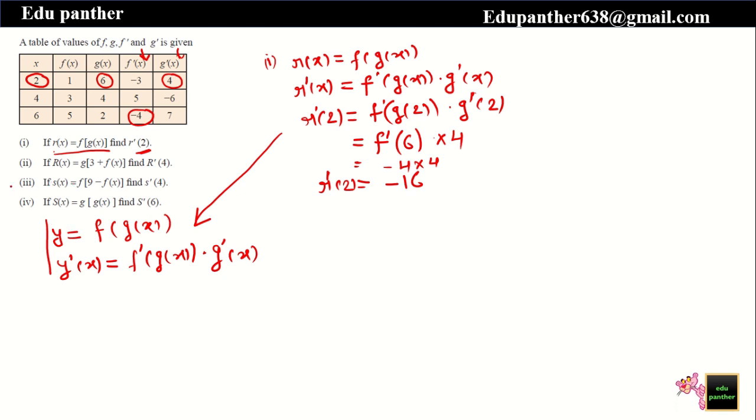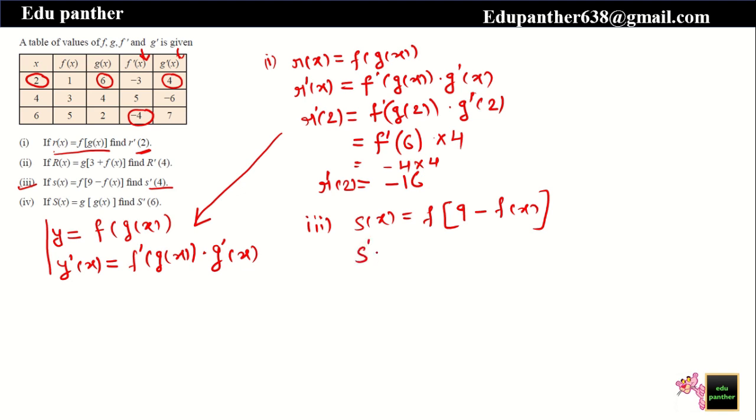Okay, I'll solve this third sum, then the second and fourth sums are an exercise for you. Question number 3. So here our function is s of x is equal to f of 9 minus f of x. We have to calculate s dash of 4. So before that we have to differentiate this function.